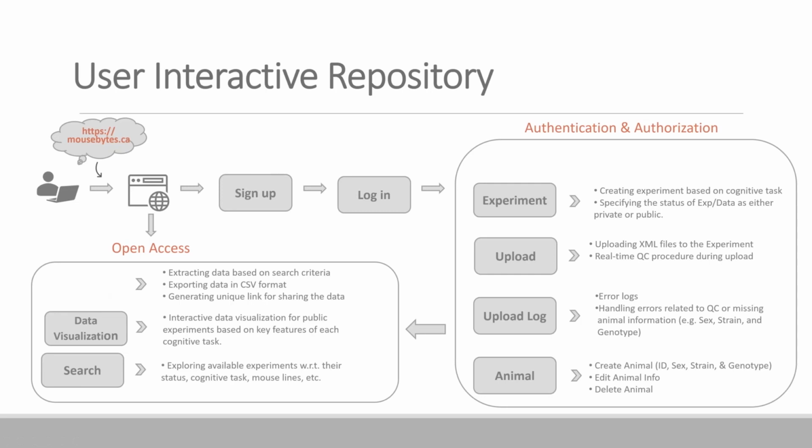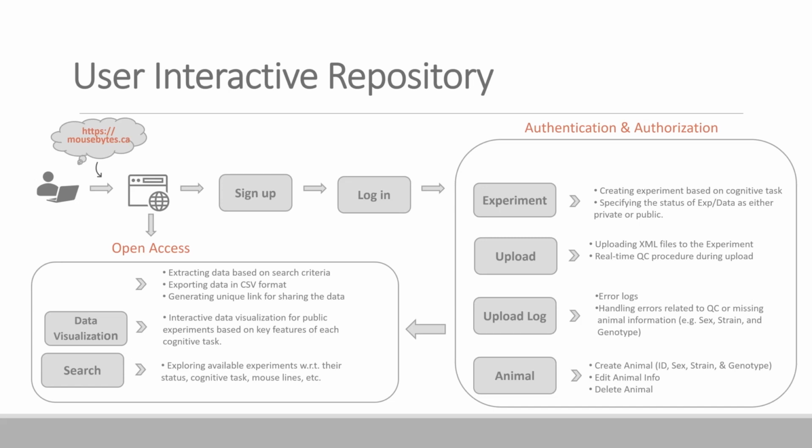Users can extract the data and export it in CSV format, and also generate a unique link and share it with others. They can also put it in the publication for reviewers. Once the data is published, they can add the DOI of that publication to the data in MouseBytes. We also have data visualization, and there is a space for searching different experiments available in MouseBytes.